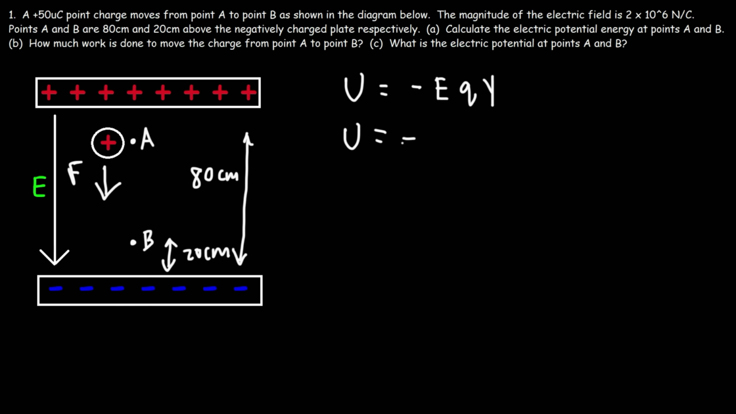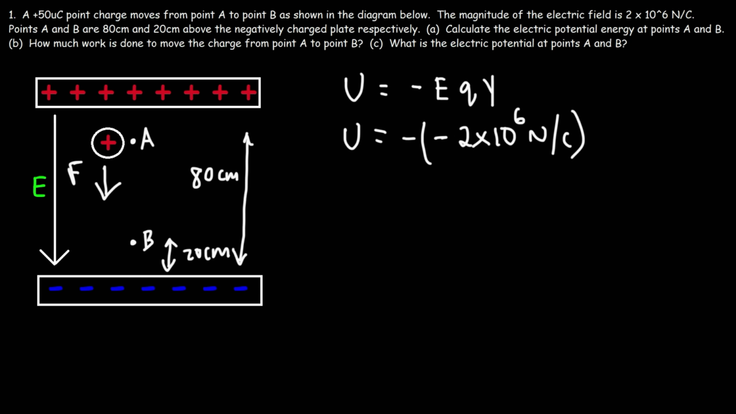So what's E? We have the magnitude of E is 2 times 10 to the 6. But notice the direction of E. E is going in the negative y direction. So for this formula to work, we need to plug in negative 2 times 10 to the 6 newtons per coulomb.